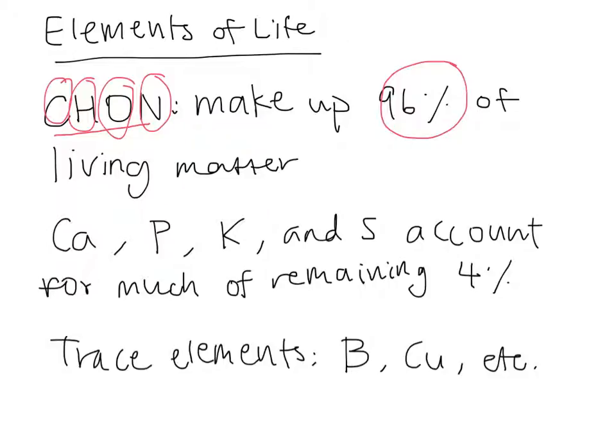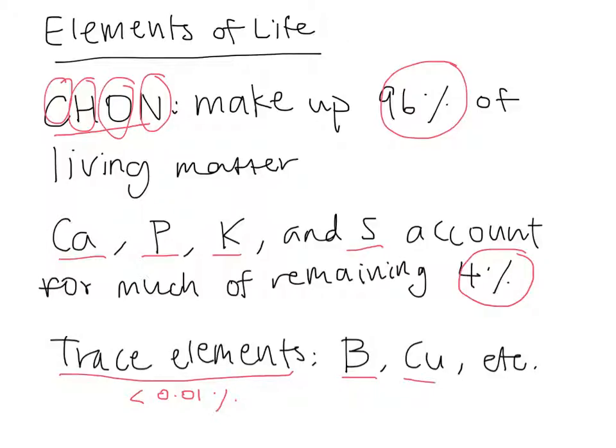There are other elements such as calcium, phosphorus, potassium, and sulfur that account for much of the remaining 4% of the body. However, there are also trace elements, which are less than 0.01% of the total matter. Some examples of these include boron, copper, and fluorine or iodine and iron.